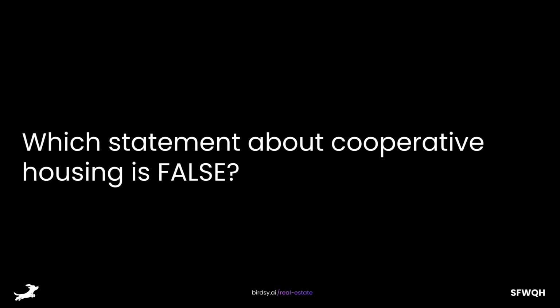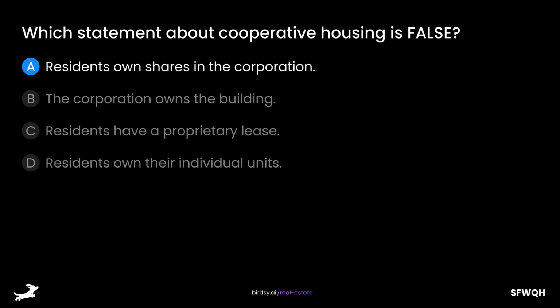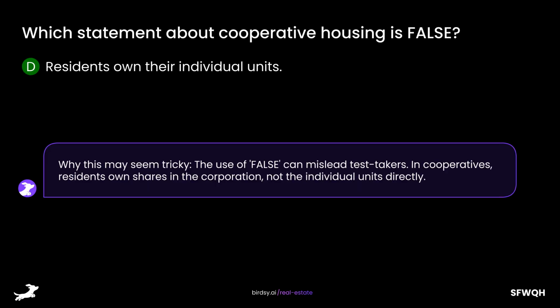Which statement about cooperative housing is false? Is it A, residents own shares in the corporation, B, the corporation owns the building, C, residents have a proprietary lease, or D, residents own their individual units? The answer is D, residents own their individual units. Why this may seem tricky: the use of false can mislead test takers. In cooperatives, residents own shares in the corporation, not the individual units directly.